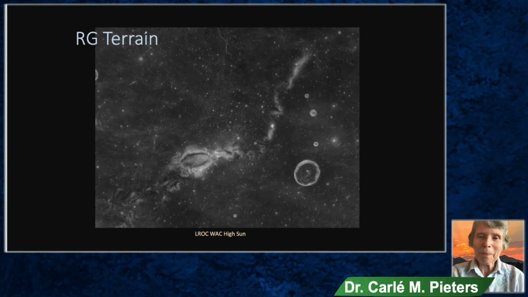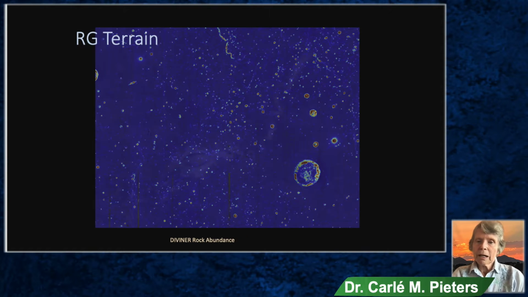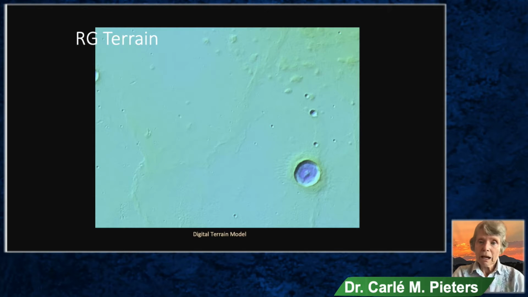Next slide. Rhino Gamma terrain, this is a high albedo, high sun image of Rhino Gamma. Next slide is a low sun image, and you can see the shadows and craters, but you see no shadows on Rhino Gamma itself. Next slide. There's essentially no anomalous rock abundance associated with Rhino Gamma. Next slide. The terrain, there's nothing there.